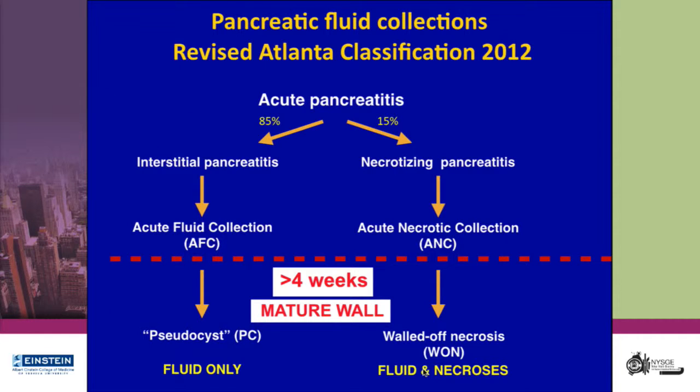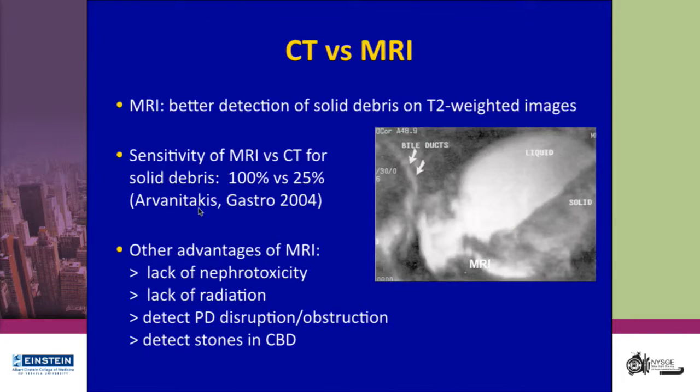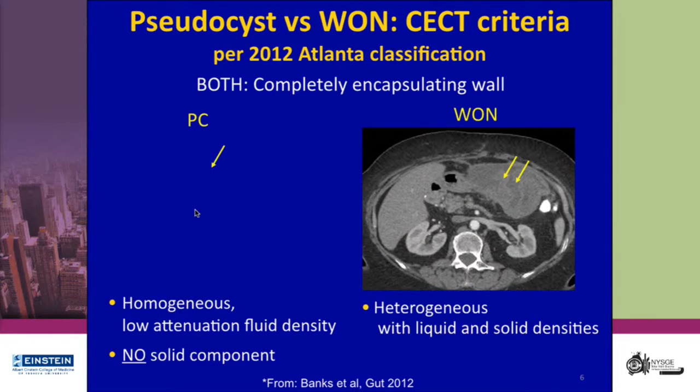Therefore, the term pseudocyst should be used only for fluid collections that consist only of fluid with a mature wall that have been existent for more than 4 weeks. So how do we differentiate a pseudocyst from a WON? I apologize, somehow the slides are missing a picture here.